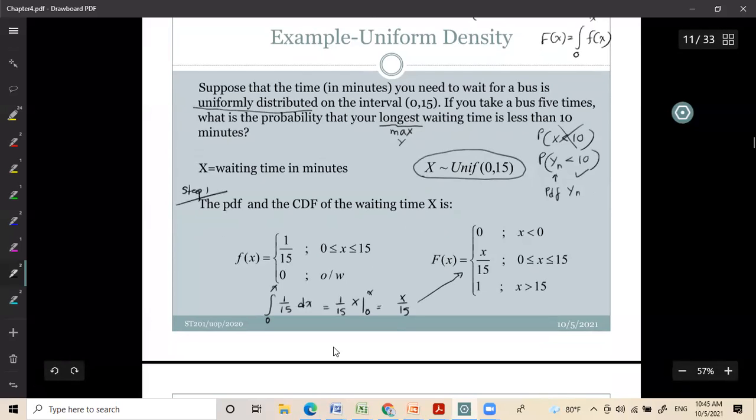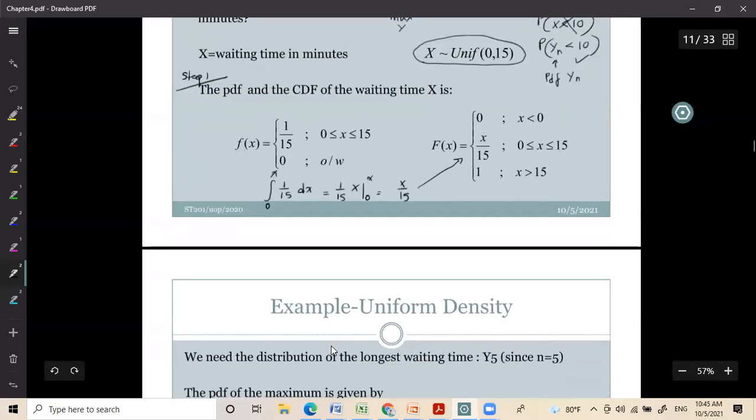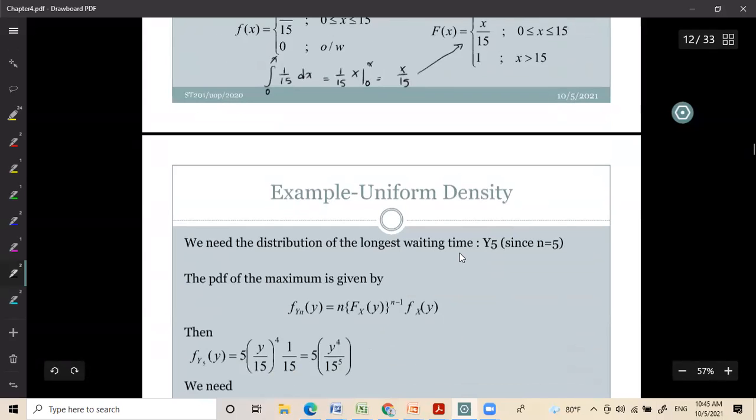Sometimes the PDF or the CDF will be given to you. Okay, then no problem, you can use it in your derivation of the maximum. But in this case, it is only given that it is uniform from 0 to 15. So you should be able to derive the simple fx and capital Fx. Then use it to find the longest waiting time.